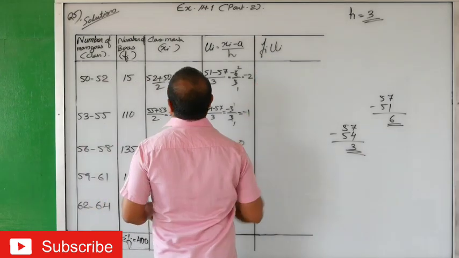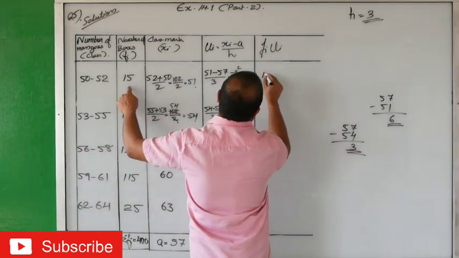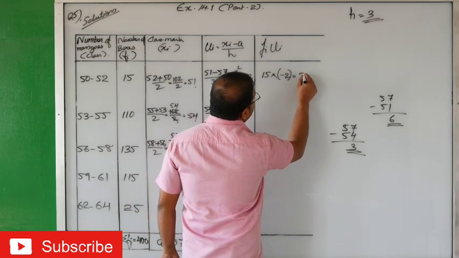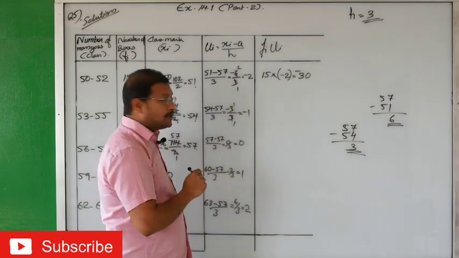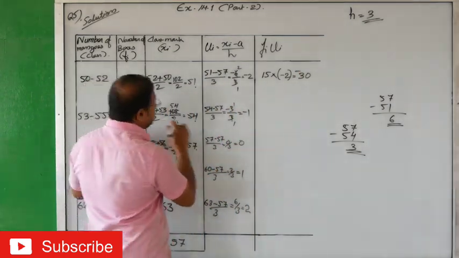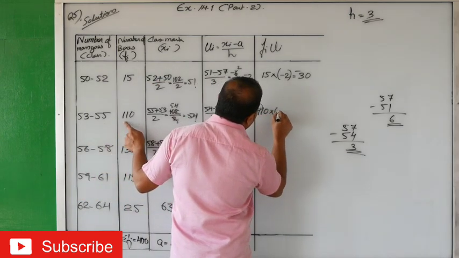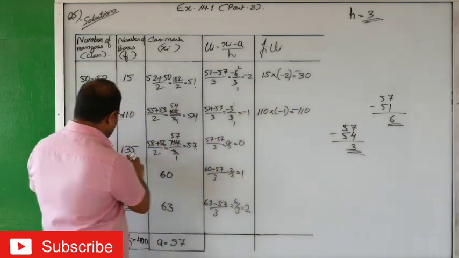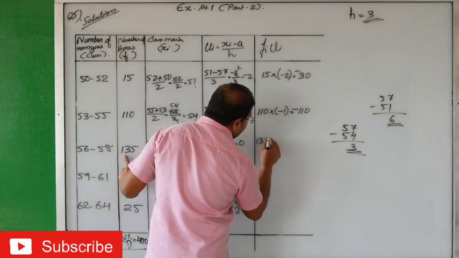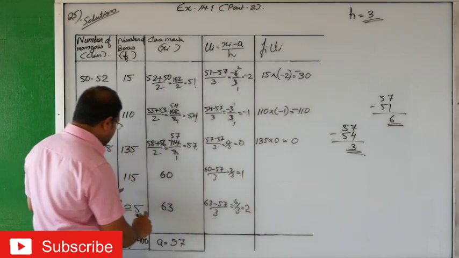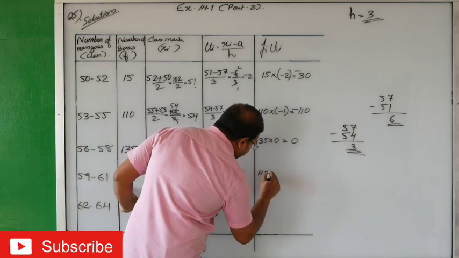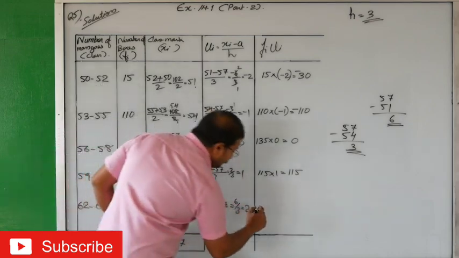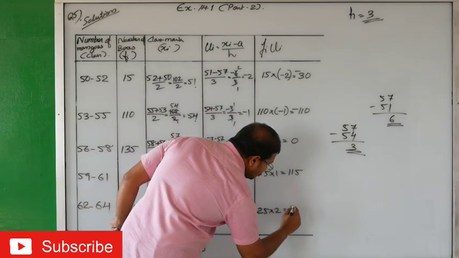Ready? Next step, fi ui. fi ui means frequency times ui. 15 into minus 2. 15 twos are 30, so you have to write minus 30. Ready? Next step, fi is 110, so 110 into minus 1 gives minus 110. Ready? Now 135 into 0 gives 0. Next step, 115 into 1 equals 115. Ready? Next step, 25 into 2 equals 50.